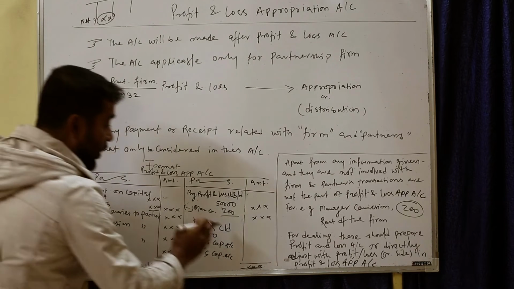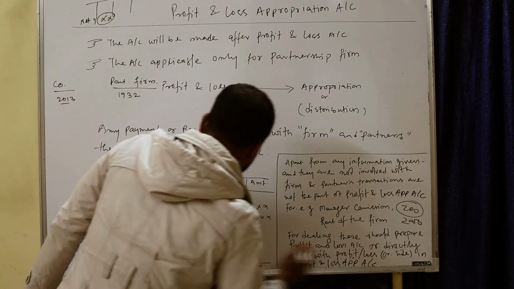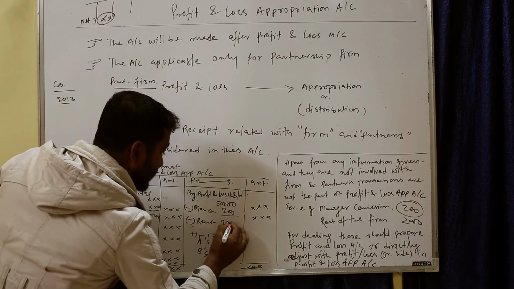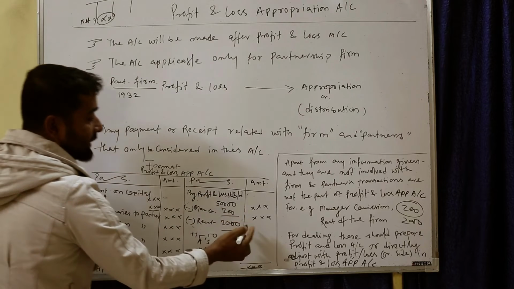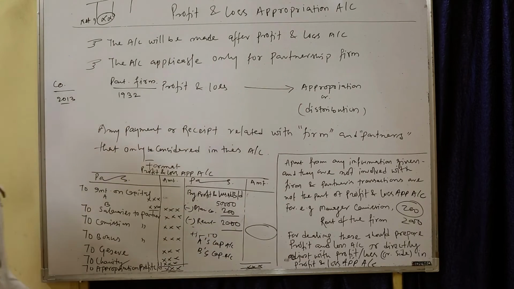I hope that's clear. Or else the rent also, say for example 2,000 is given, so I can reduce that also, minus rent 2,000. So 2,200 is subtracted from the 50,000 and the amount that comes, you write on that side. I hope that's clear.